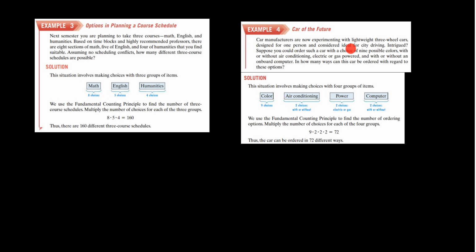Okay, so 9 colors, 2 options on air conditioning, 2 options on electric or gas, and 2 options on with or without onboard computer. So in how many ways can this car be ordered with regard to these options? Well, it's simply 9 times 2 times 2 times 2. And of course, 9 times 2 times 2 times 2 is 72.